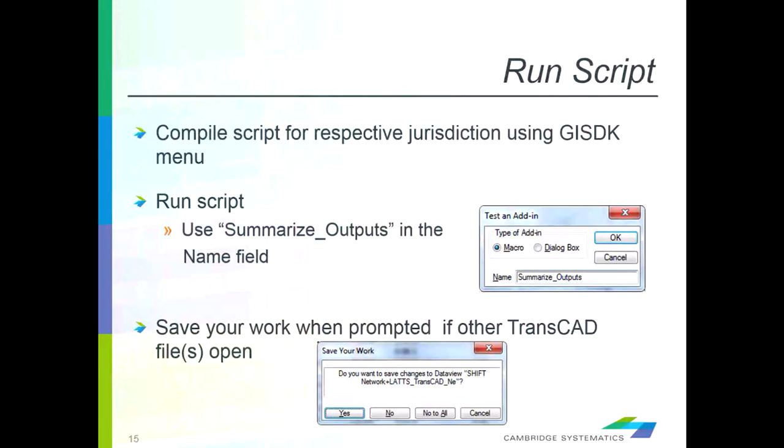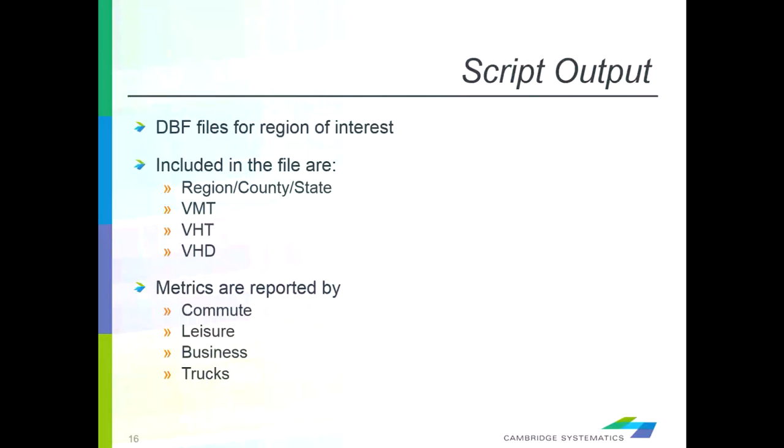So we'll run that, and then the script gets run, and the outputs are a series of DBF files that consist of rows that have the region that is being reported, and then the VMT, the VHT, and the delay or VHD for each region, and then the auto trips are further divided into the commute, leisure, and business, and then the shift model reports trucks separately. So we just pull those numbers separately.